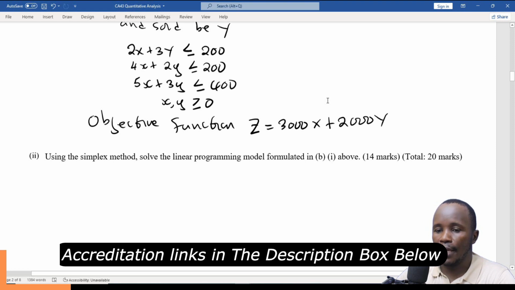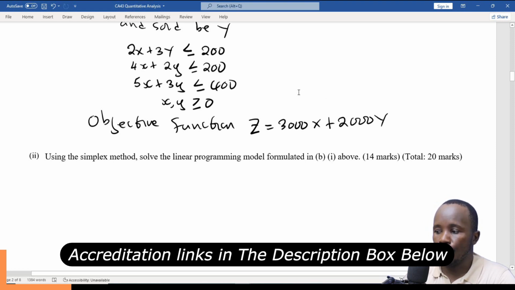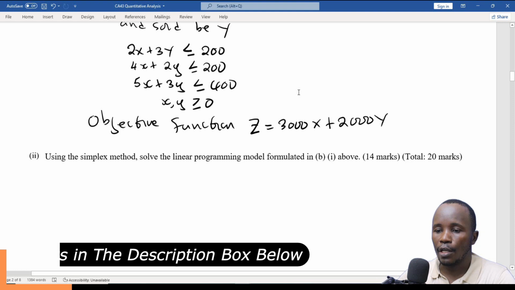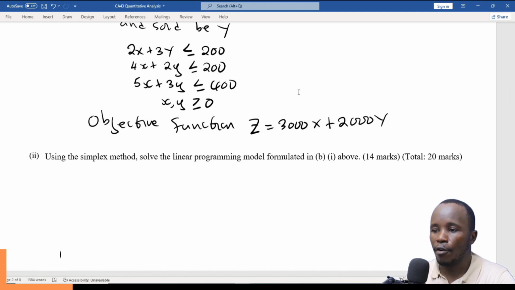Question 2, you are told that using the simplex method, solve the linear programming model formulated in B1 above, and you have a total of 14 marks. Here, you have to be very keen on your working, because we shall have a table which we are going to call the initial simplex table.